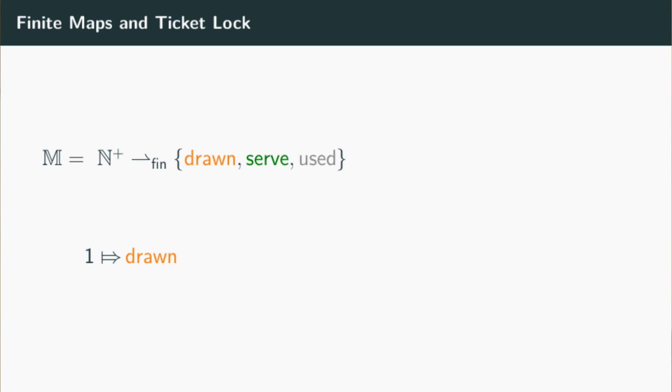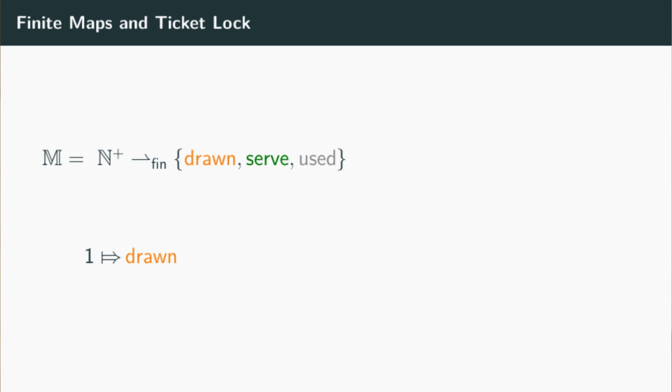We will use the PCM of finite maps from positive natural numbers to labels drawn, served, and used to represent the host state of ticket lock. This PCM is an instance of the PCM of finite maps. Finite maps form a PCM with disjoint union as join and the empty map as unit. We already saw another instance, which is heaps.